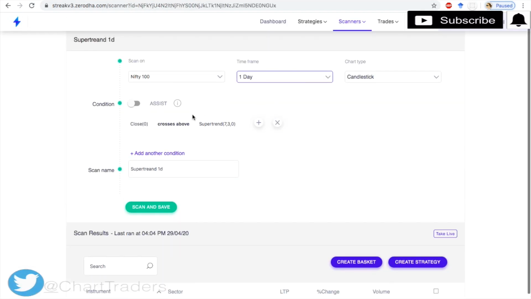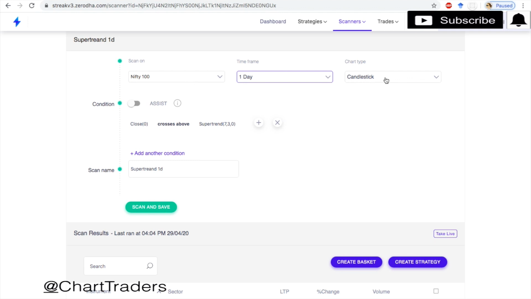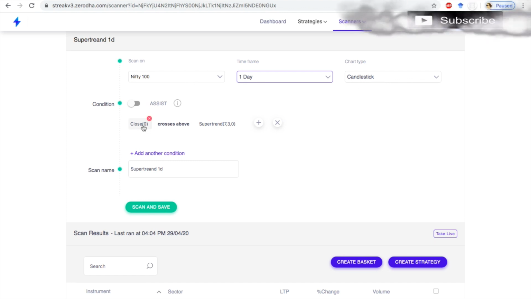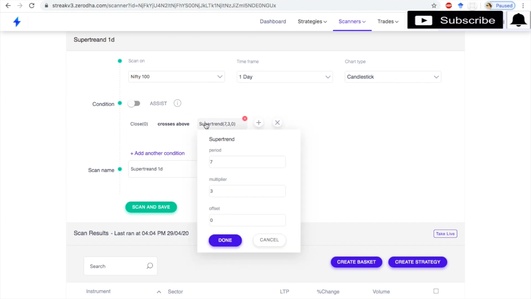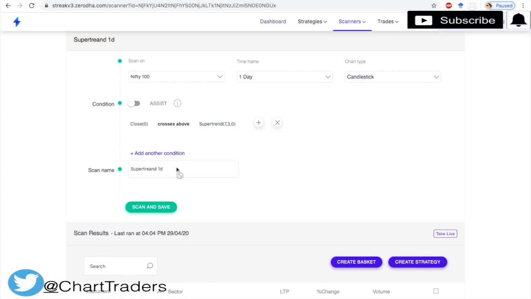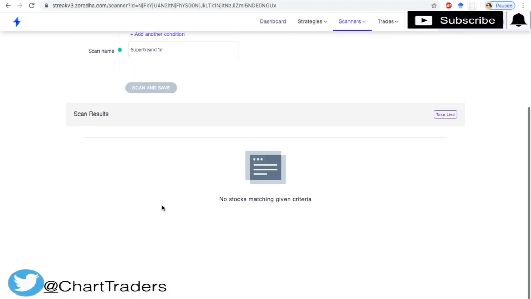So what is the condition? I am going to apply it on the Nifty 100 chart, time frame 1 day, candlestick pattern. Then the condition is: close of the current candle crosses above Supertrend. The Supertrend configuration is 7 period, 3 multiplier. You can change it according to your requirement. The name is given. Now we are going to scan.